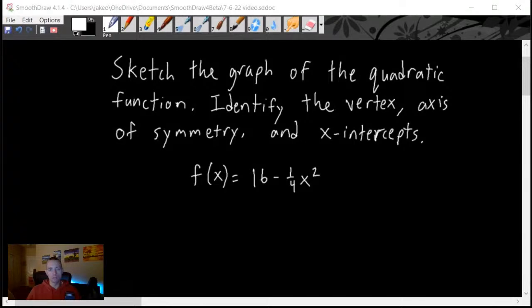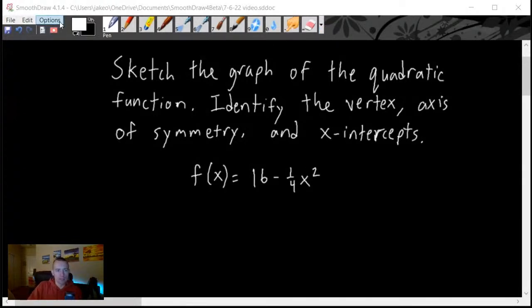So like I said, this is the problem we're going to start with. This is basically the type of problem we're going to be doing throughout this live stream. We're going to sketch the graph of the quadratic function, and identify the vertex, axis of symmetry, and x-intercepts, when we have the function f of x equals 16 minus 1/4 x squared. Before jumping into how to solve this type of problem, I want to take one quick second to point out different formats that a quadratic function can be in.